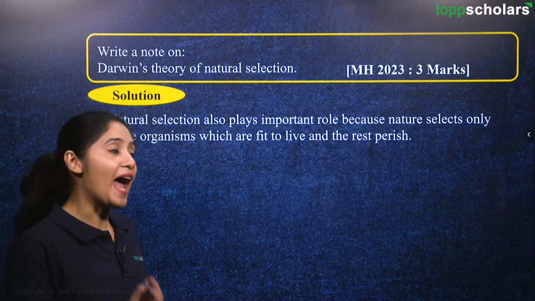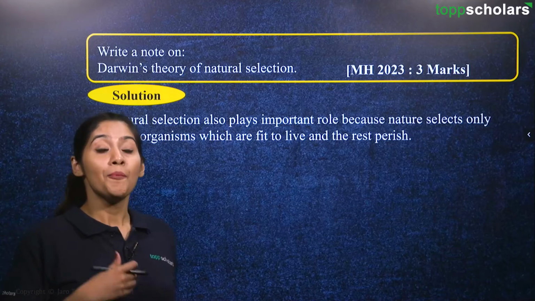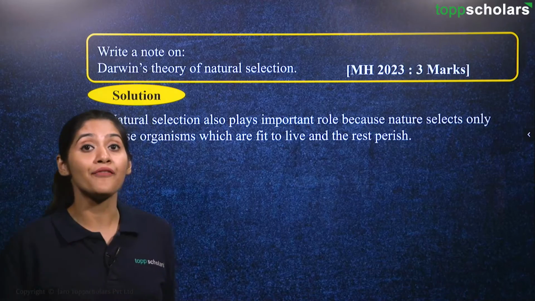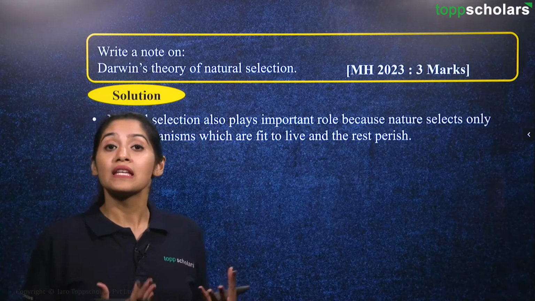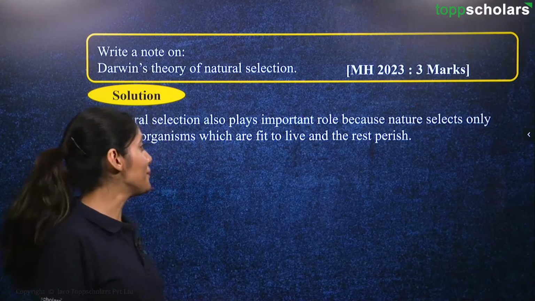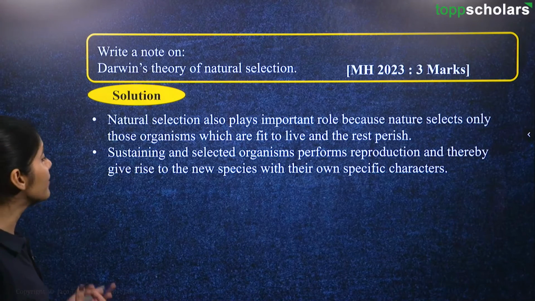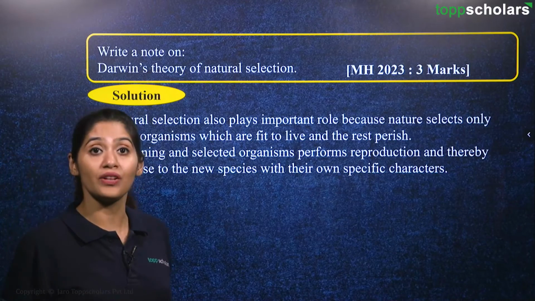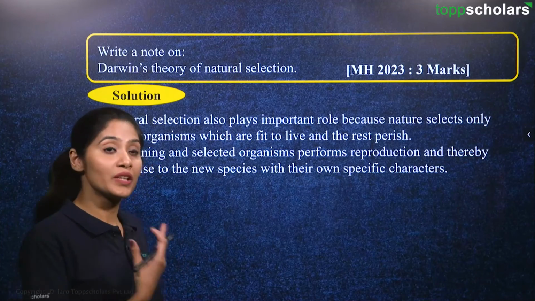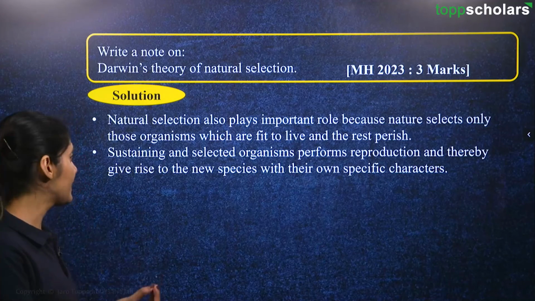And we have been able to get the evidences of such evolution in paleontological evidences, wherein certain organisms have perished and we have found remains or fossils of such organisms, so that now we can study them and know about them, right? Sustaining and selected organisms perform reproduction and thereby give rise to new species with their own specific characteristics. Life goes on and the surviving species will reproduce and give rise to more organisms with similar characteristics.